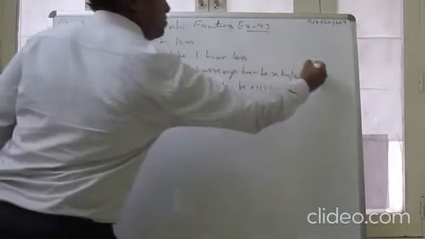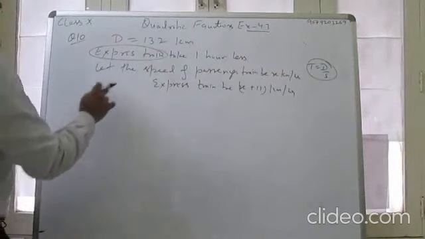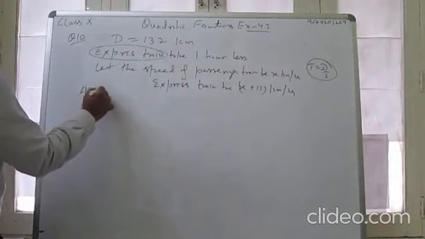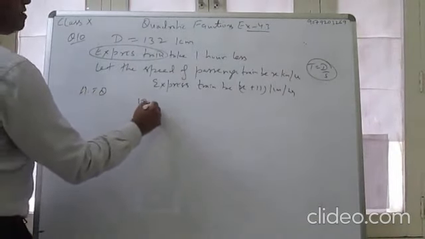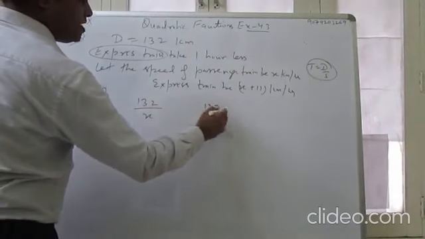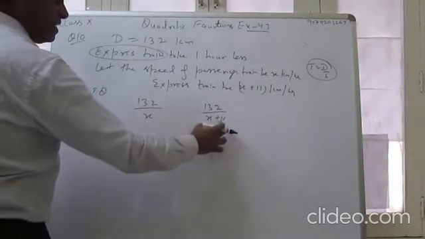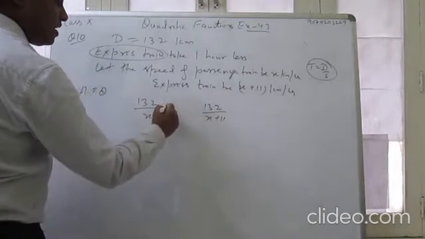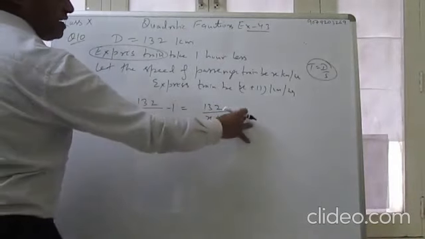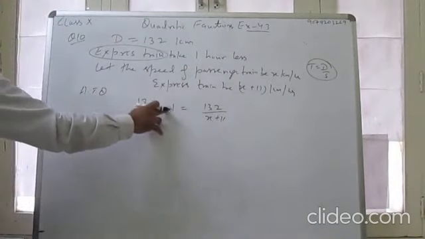We know that time is equal to distance upon speed. So time taken by the passenger train, according to the question, is 132 upon x, and the time taken by the express train, since it already takes 1 hour less, is 132 upon x plus 11. When we equate, we will subtract 1 here, then balance the equation. It is already taking 1 hour less. When balancing, we subtracted 1 hour from the passenger train.